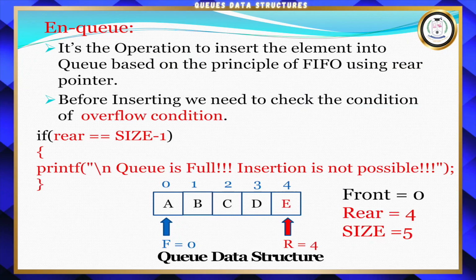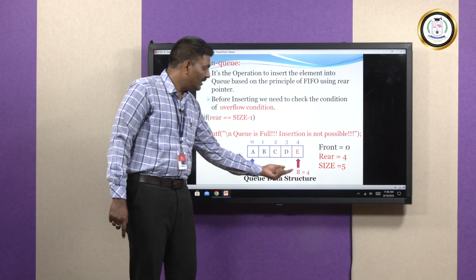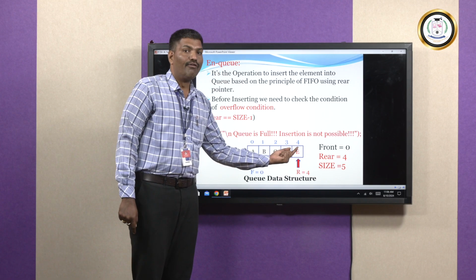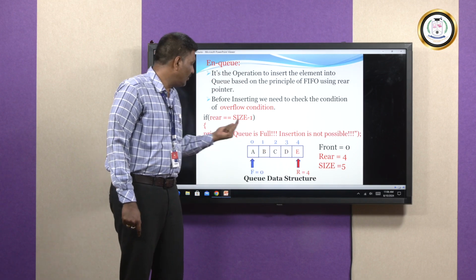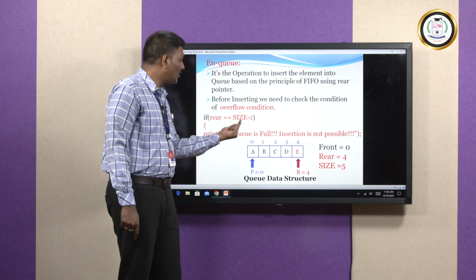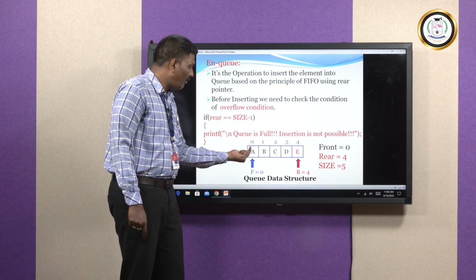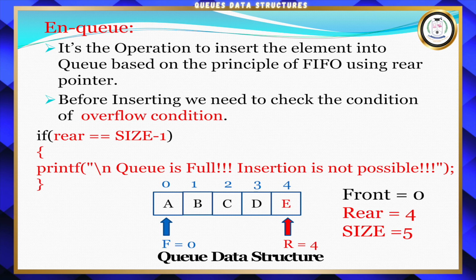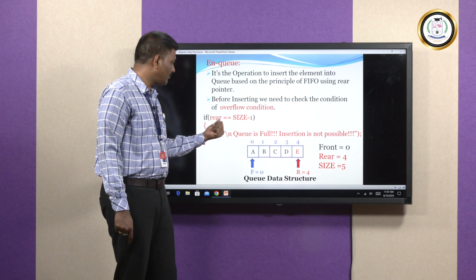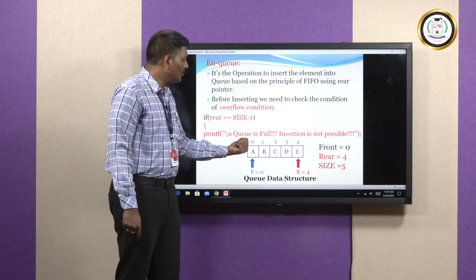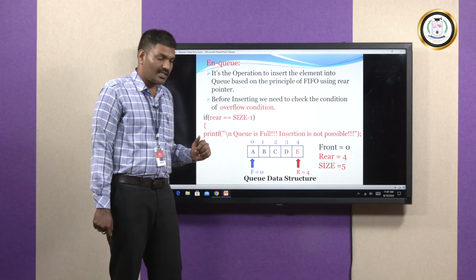Here you can see a data structure example where the queue is full. That means the rear pointer is indicating the last location, which is 4. The overall size is 5. So here you can see the condition: if rear equal to size -1. The size is 5, the number of locations is 5, but the last location index is 4, that is 5 minus 1. Rear is 4, size -1 is 4, both are 4. Now the condition is satisfied, then we print the message: queue is full, insertion is not possible.